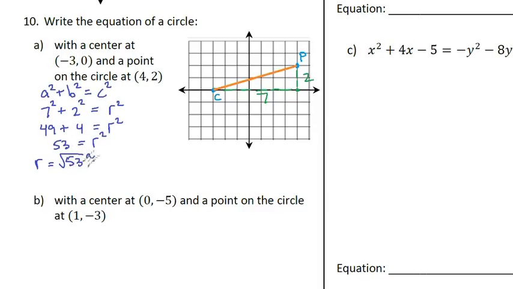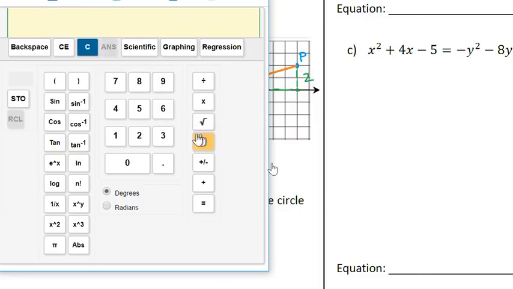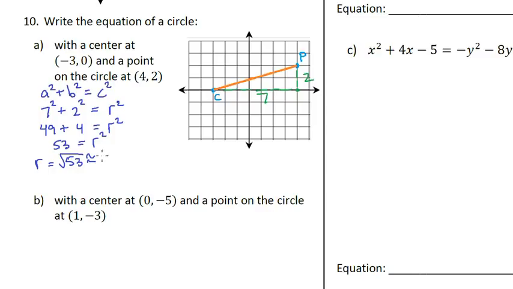And I'm going to have to convert that to a decimal. The square root of 53, let's see what that is, approximately 7.28. Well, I'm going to round to 1 decimal. The 8 means I'm going to bump that 2 up to 3. So approximately 7.3 units. So there's my radius. And then I already know what my center is. Let's go ahead and write that down. My center is at -3, 0. Make sure you read the question carefully so you don't pick this point, the 4, 2. That's a point on the circle. The center is at -3, 0.